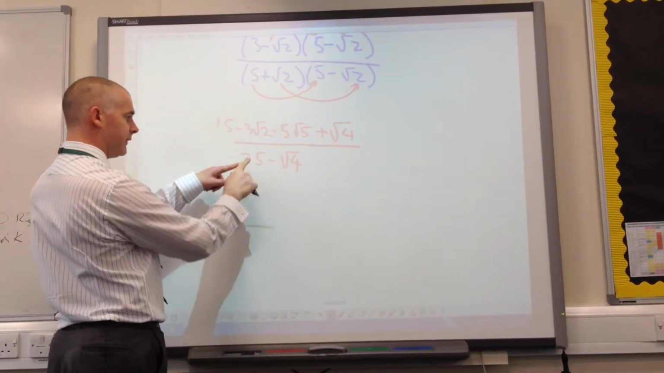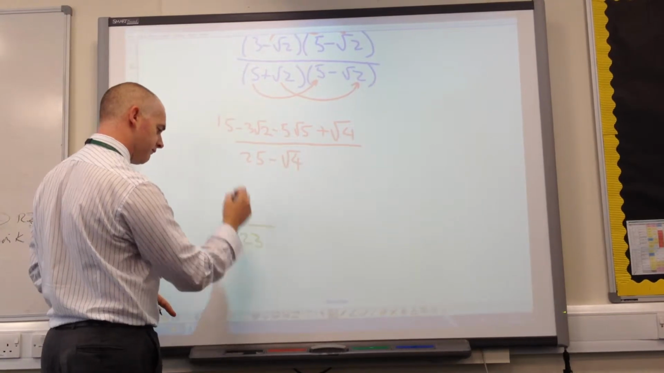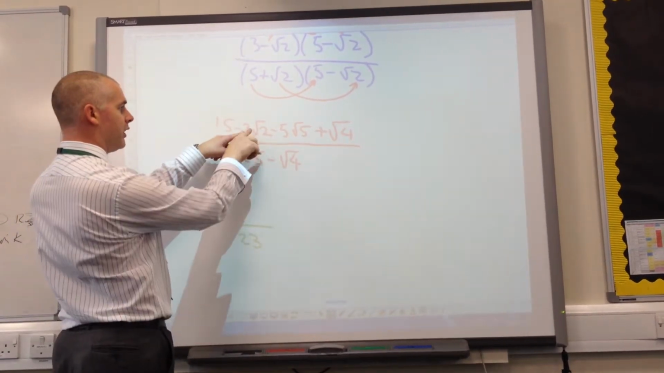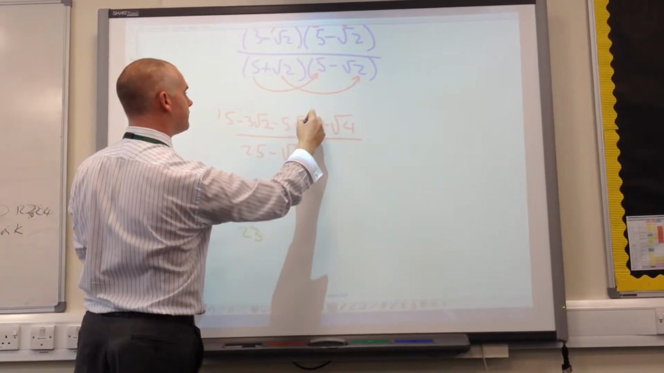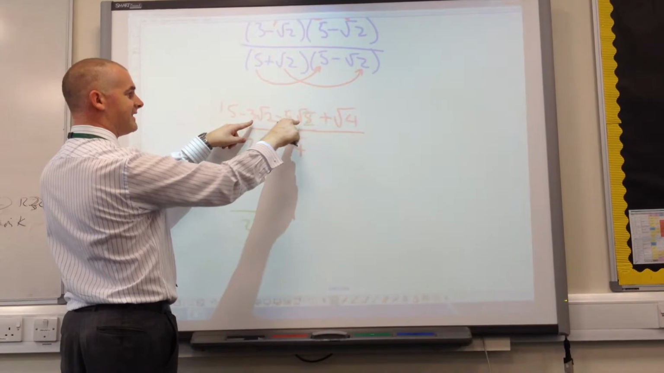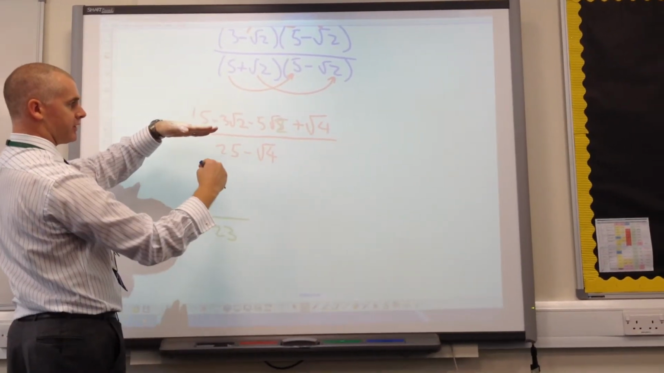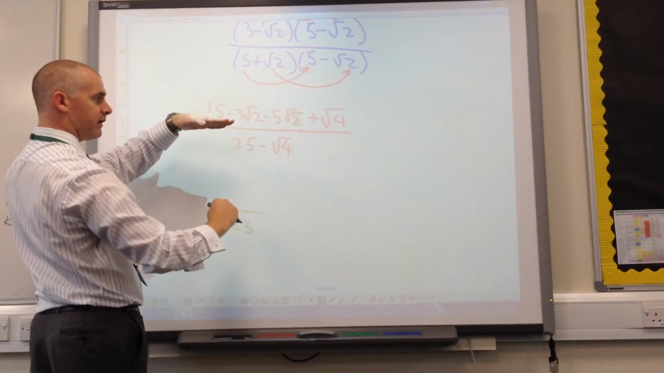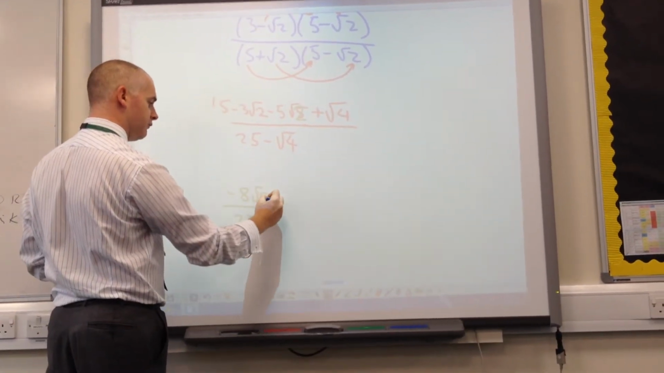On the bottom, root 4 is just the number 2, 25 take 2 is 23. On the top, minus 3 root 2 minus 5 root 2, oh that's a 2, sorry. Minus 3 root 2 minus 5 root 2 is minus 8 root 2. Because if that's 0, you start at minus 3 and you take away 5, you go further down. So that becomes minus 8 root 2.